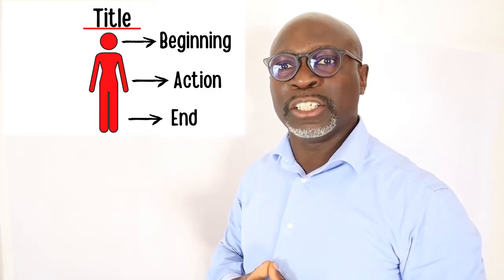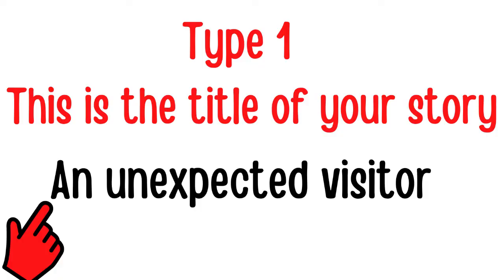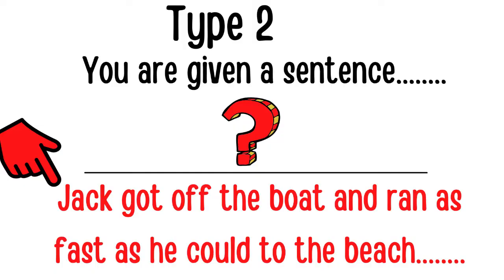Remember, with the title, you could be given two possibilities. First possibility is that you are given the title of your story, and you're supposed to write the story from the title that you've been given. The second situation is that you are given a sentence. The question would say, start with this sentence. In this case, you would have to look for a suitable title that will match your story.